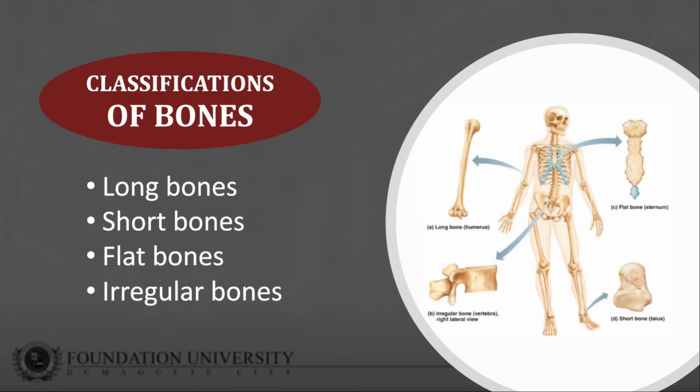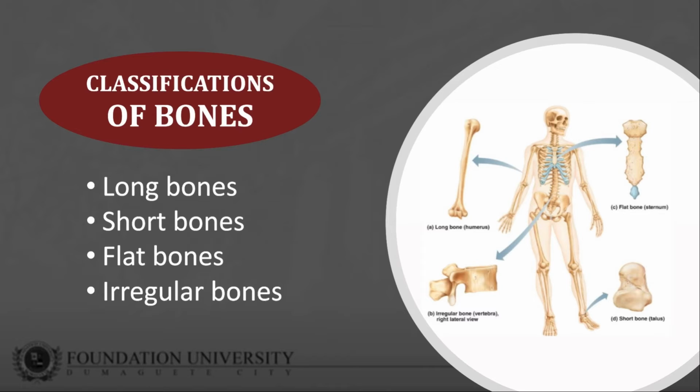Now let's proceed to classifications of bones. There are four principal types of bones on a shape basis: long bones, short bones, flat bones, and irregular bones. Long bones are longer in length than in width, consisting of a long shaft with two bulky ends. Examples are the legs, arms, forearms, and thighs.